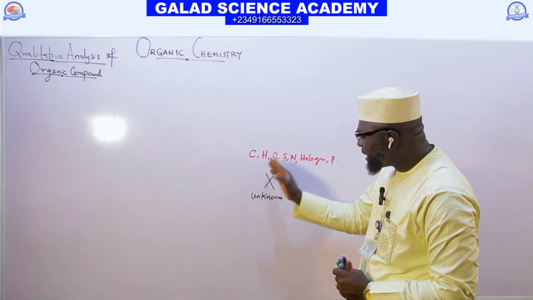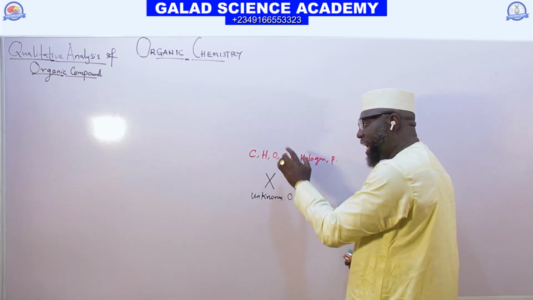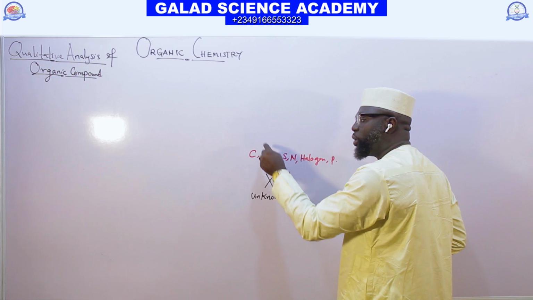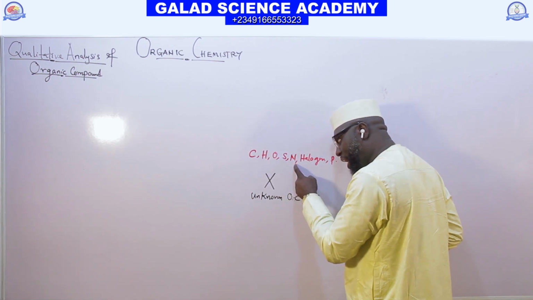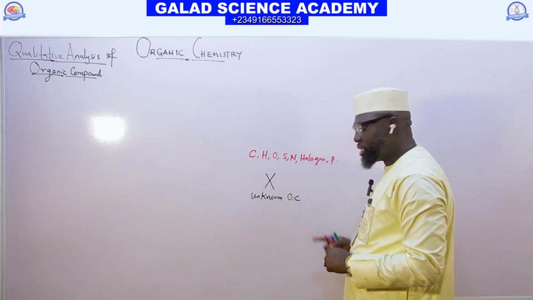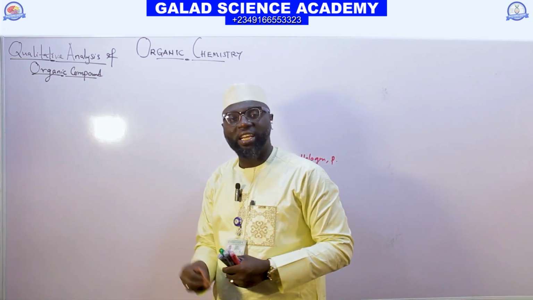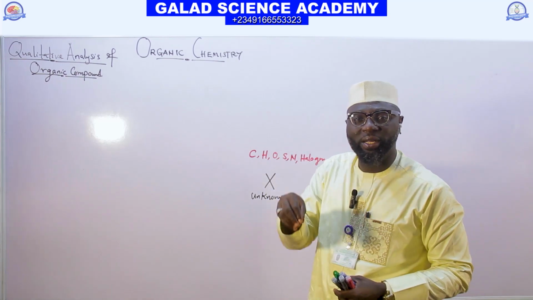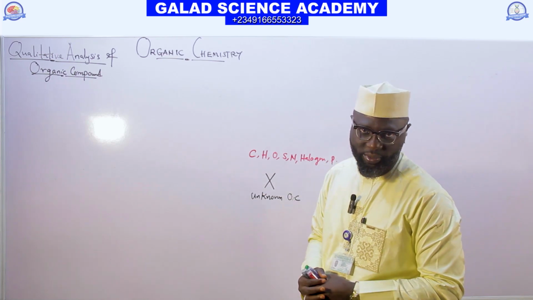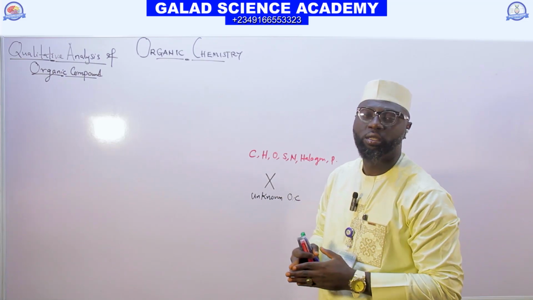So how do we identify the elements that are present in an organic compound? Either it contains carbon, hydrogen, and oxygen, or carbon, hydrogen, and nitrogen, or carbon, hydrogen, and halogen, which is what we are going to treat now. After that, how are we going to determine the functional group of the unknown organic compound? You can call that one the confirmatory test.